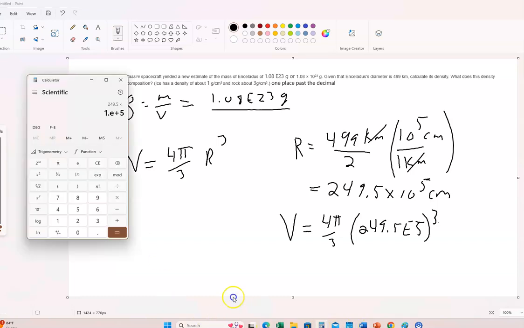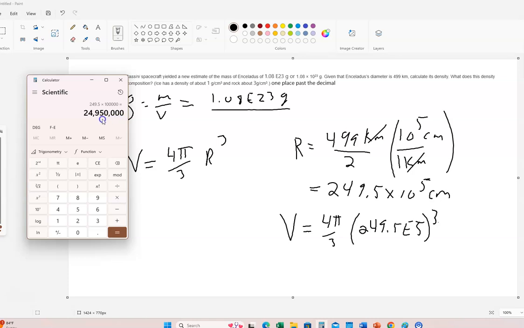All right, so here we go. This is the part where I was multiplying it times 1 times 10 to the fifth. So this is what it equals. It's not going to be in scientific notation with this calculator, but what would it be?